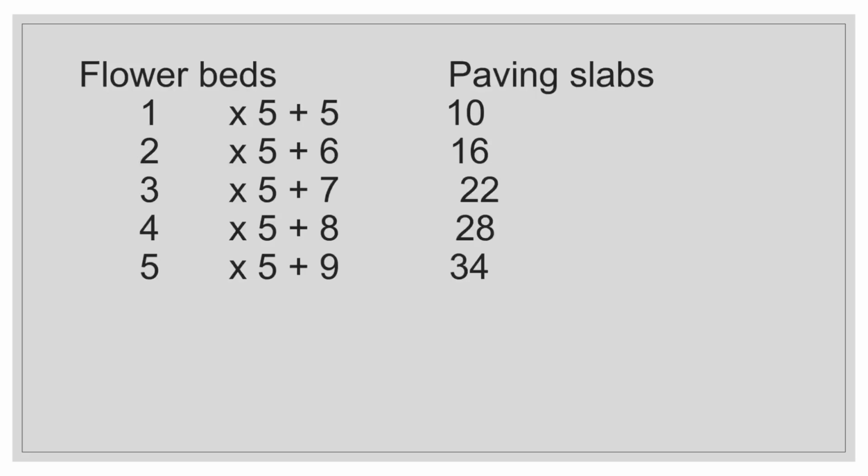So, para makuha natin yung 10, nag-add tayo ng 5 sa una. Sa pangalawang flower beds, nag-add na tayo ng 6 para makuha yung total of 16 paving slabs. At sa pangatlong flower beds, nag-add na tayo ng 7 para makuha natin yung 22 paving slabs. At ganoon na rin sa 8 para makuha natin ang 28 paving slabs. At ganoon na rin sa plus 9 para makuha natin yung total of 34 paving slabs sa 5 flower beds.